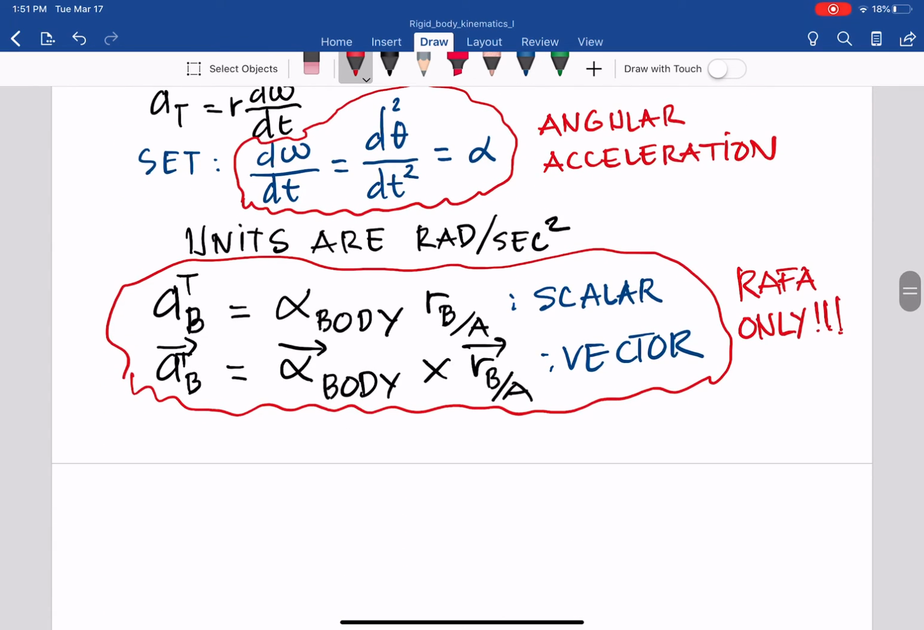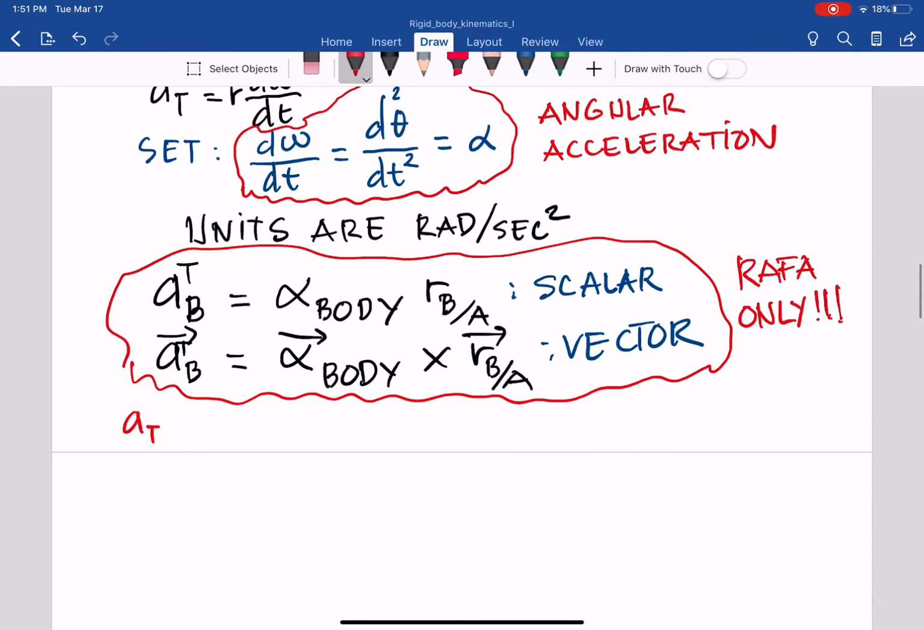In terms of the characteristics of the acceleration, in this case the tangential component, we have a_t perpendicular to the radius and consistent with alpha.